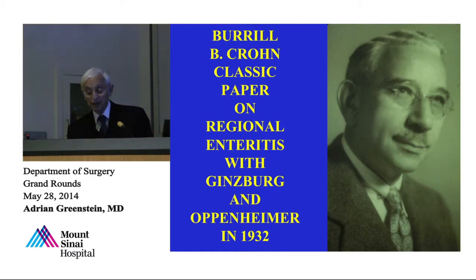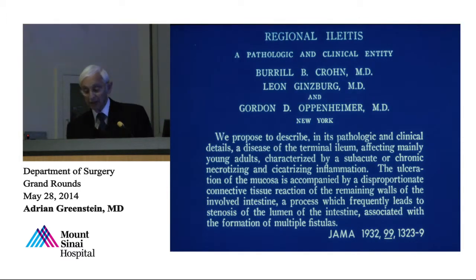Dr. Crohn wrote the classic paper in which he actually described the disease in detail, which we know today. We propose to describe in its pathological and clinical details the disease of the terminal ileum, affecting mainly young adults, characterized by subacute or chronic necrotizing and cicatrizing inflammation. Our mean age is about 25 years of age. The ulceration of the mucosa accompanied by a disproportionate connective tissue reaction of the remaining walls of the involved intestine, a process which frequently leads to stenosis of the lumen associated with the formation of multiple fistulas.